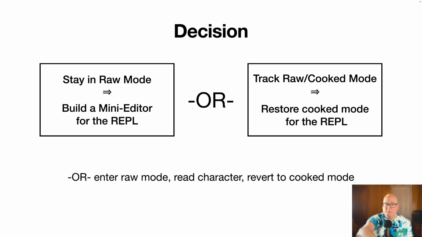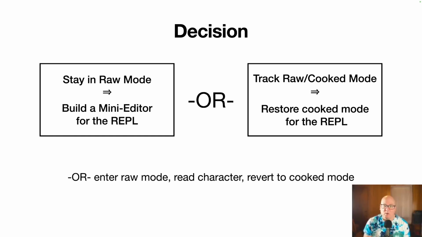So one option would be stay in raw mode, and then we'd have to build a little editor for our read eval print loop. We'd have to make every character input accumulate into a buffer, and if we hit a delete key, do the deleting, decide if we're going to support control A or control E to go to the beginning or end of a line, arrow keys, whatever else we can think of. It's not an impossible project, but it's a little bit of work.